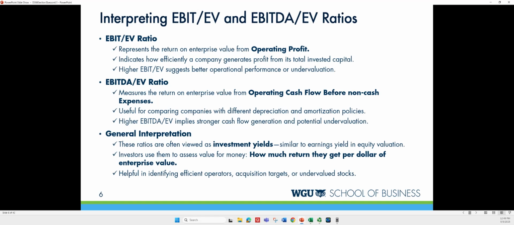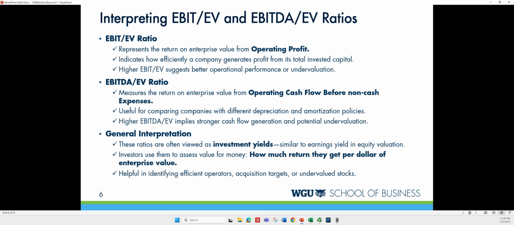So let's talk about the EBIT to EV ratio. This represents the enterprise's return on operating profit. Okay, so it talks about how efficiently the company generates profit from its total invested capital, regardless of how that capital was acquired, either through debt or equity, because we're not including depreciation and amortization expenses. So the higher the value of this ratio, it indicates better operational performance and also can indicate an undervalued company.